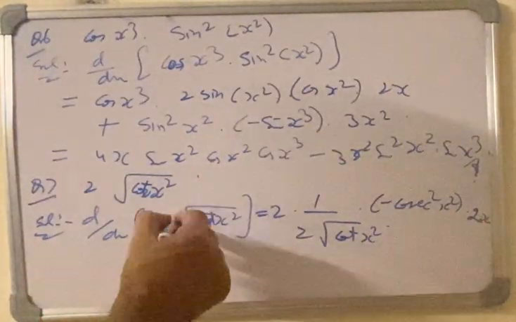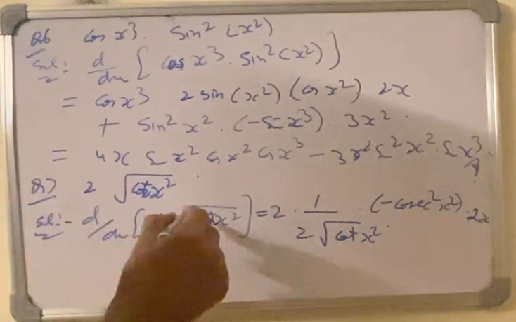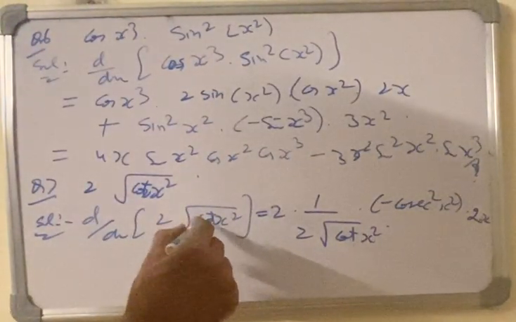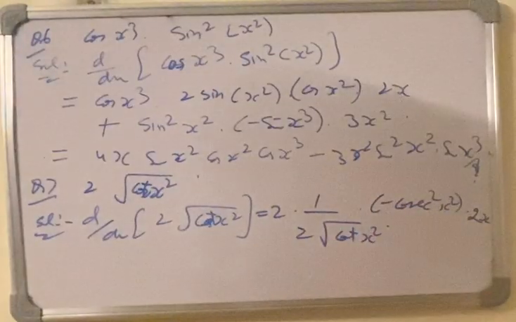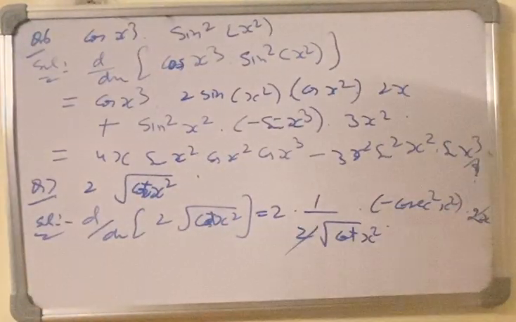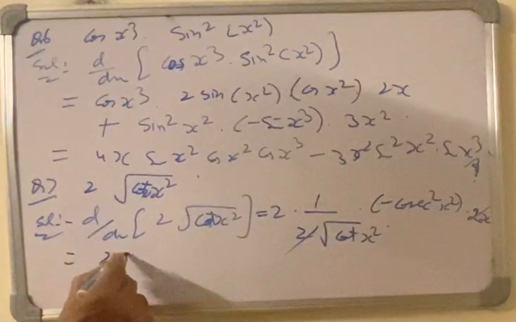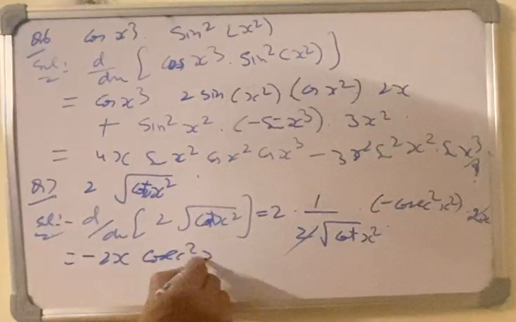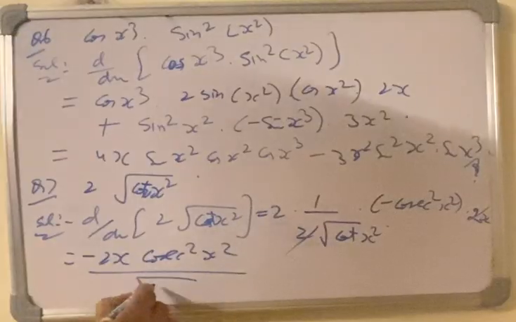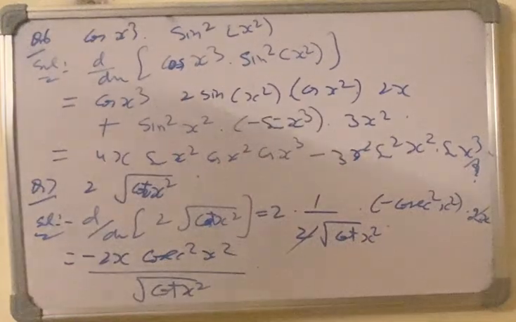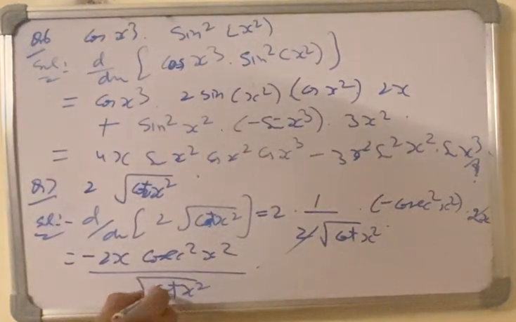So again the outermost function is square root. First of all, we take derivative of square root, which is 1 over 2 square root of cot x square. Then into derivative, second function is cot. Derivative of cot is minus cosecant square x square. Then derivative of x square is 2x. This cancelled. So this is minus 2x cosecant square x square over square root of cot x square. So that's all.